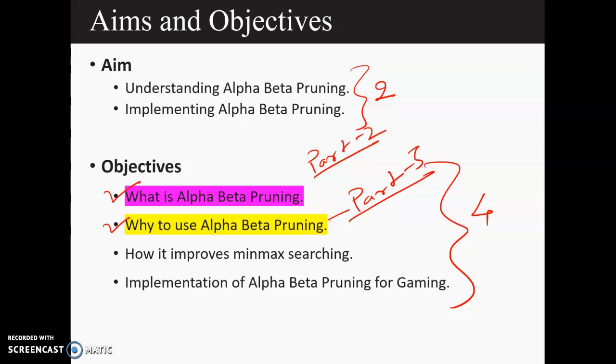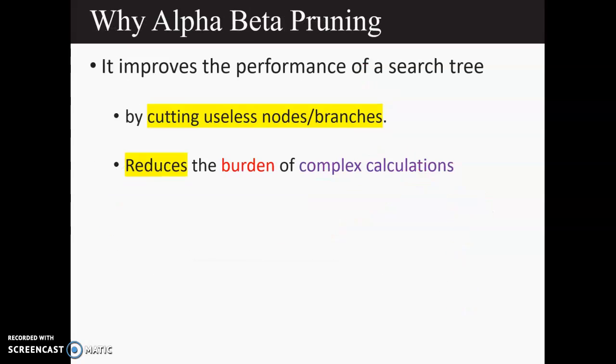So here the objective is why to use alpha beta pruning. You want to understand the reason for applying the features of alpha beta pruning for optimization purposes. So I have listed 2 bullet points to explain why to apply alpha beta pruning.